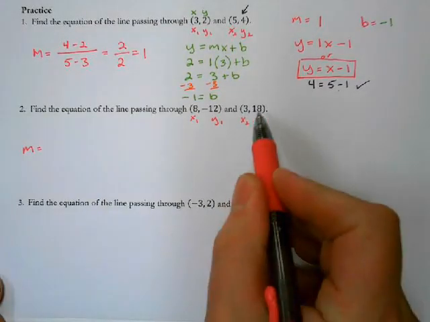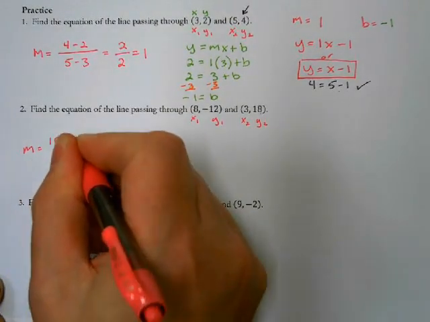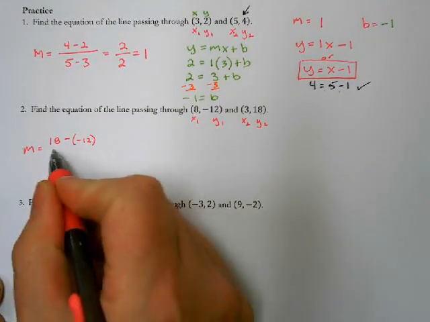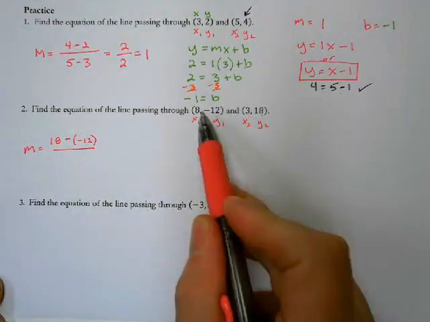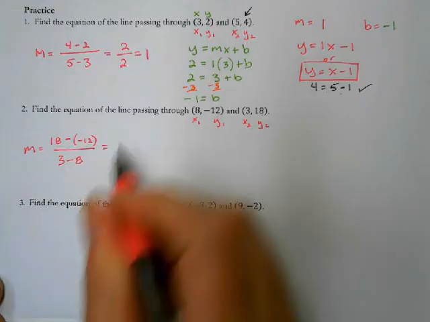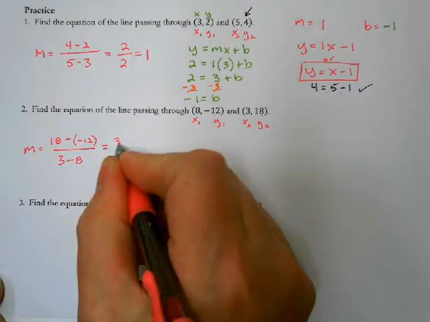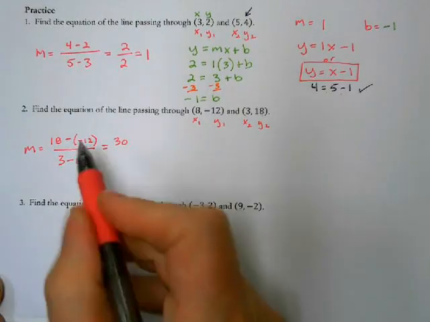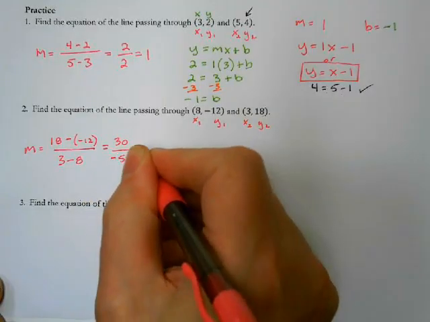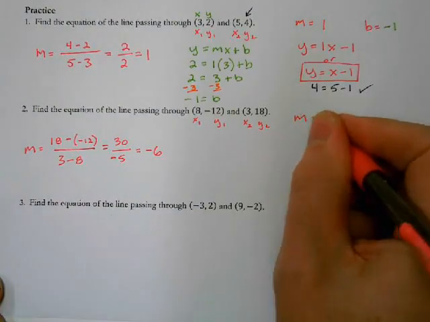18 minus negative 12. Uh-oh, negative, negative. 3 minus 8. In the numerator, 18 minus negative 12, that's 18 plus 12, that's 30. 3 minus 8, negative 5. My slope, negative 6. So now I know that my slope is negative 6.